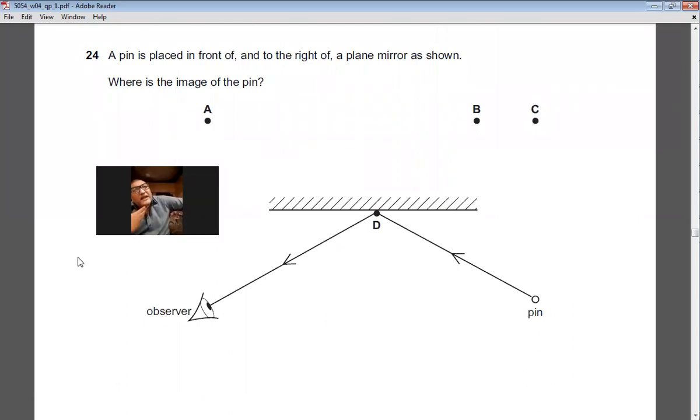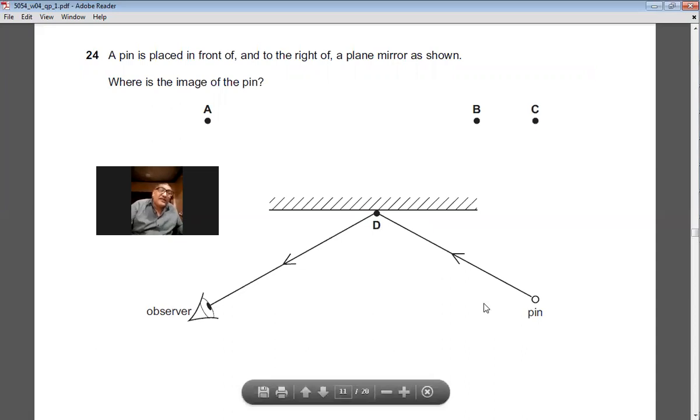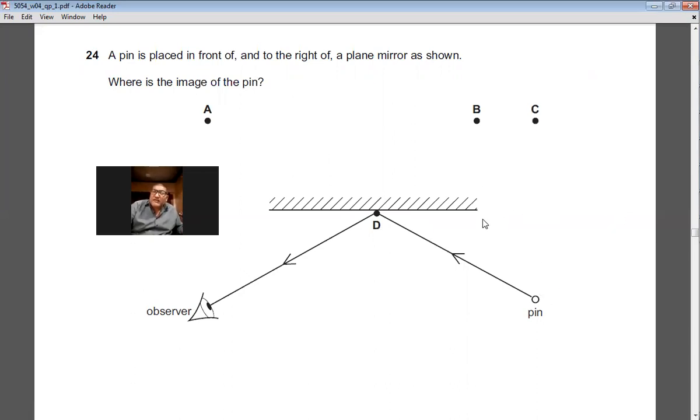A pin is placed in front of and to the right of a plane mirror as shown. Where is the image of the pin? Here is the observer, here is the object. The methodology is very simple. This is the mirror up till here. Just prolong this line and make it dotted, because originally there is no mirror there. Join this pin with the mirror by a 90-degree angle and prolong it behind the mirror. Then prolong this reflected ray behind the mirror. Where those two lines intersect, there the image will be seen by this observer.